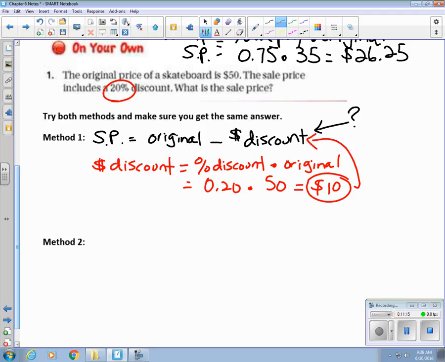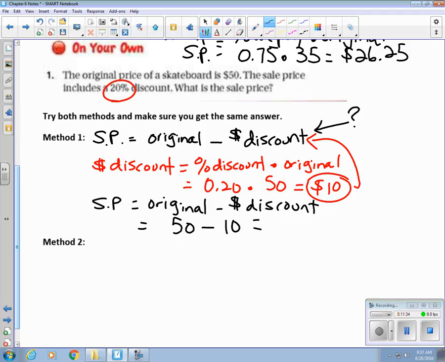So if we go back to this original equation, sale price equals the original minus the dollar discount. Well, we just figured out the dollar discount, and they gave us the original in the problem. The original was $50. The discount amount is $10, which means we are going to pay $40 for that skateboard. All right, so the skateboard was originally $50. We're going to take away the $10 discount that we calculated, and we're going to pay $40. So that's one way to do it.